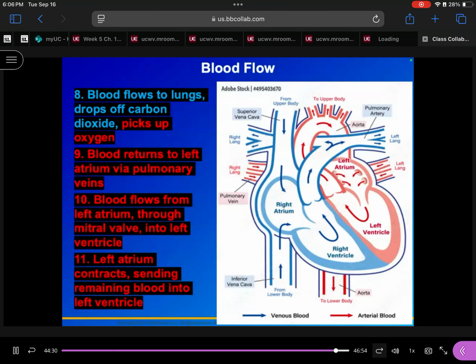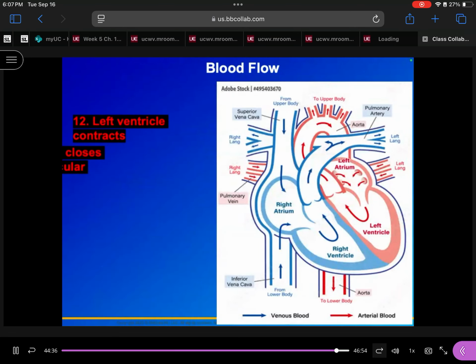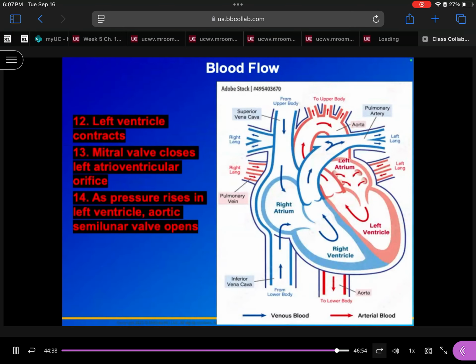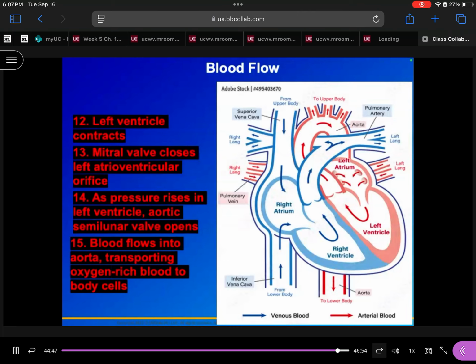The left atrium is going to contract that last little bit because we don't want to keep that in there. We want it all to go down, sending the blood into the left ventricle. Then it's going to contract. And when it contracts, that mitral valve is going to close, hopefully not prolapse, and blood is going to flow into the aortic semilunar valve because it is now opening because of that buildup of pressure. And we'll go through the aorta, transporting oxygen-rich blood to the body cells.